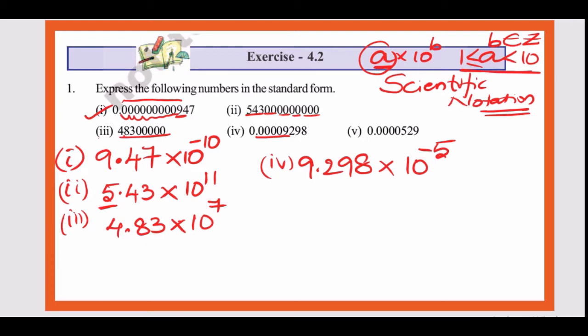Okay. Next, in a similar way you can directly tell the fifth one. How many places should I move? I need to move 5 places, so I can write 5.29 into 10 power minus 5. So this is nothing but the scientific notation, or the standard form, of the given questions. We have converted from the usual form to the standard form. The same way we can do it vice versa also.